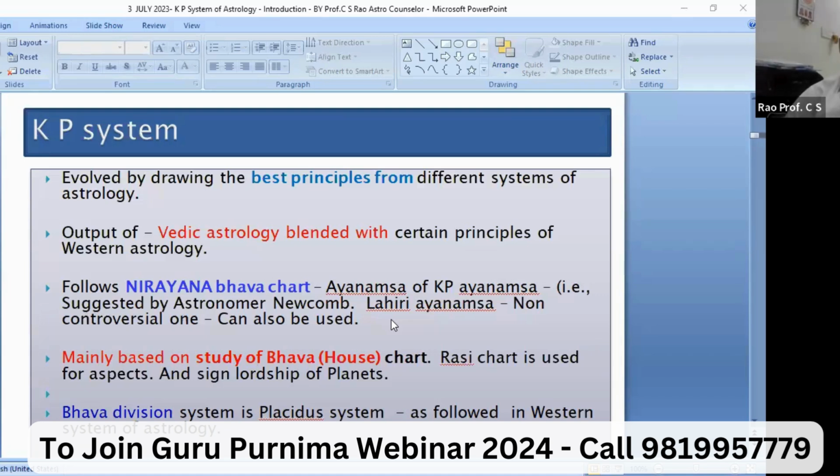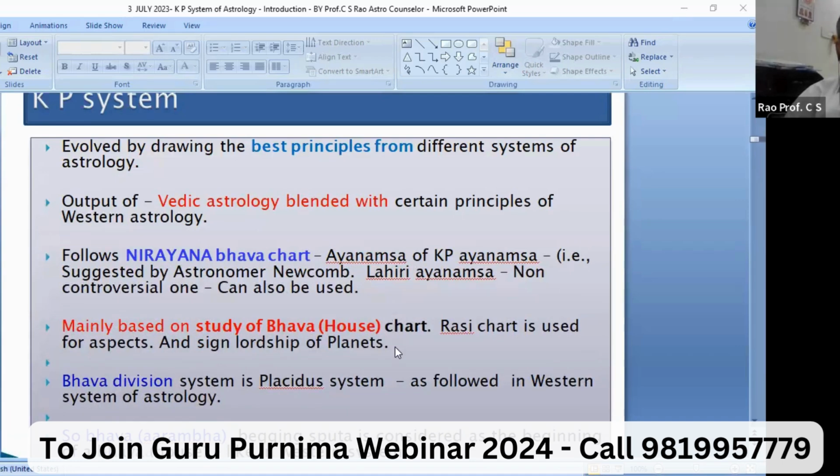So straight away you can use Lahiri ayanamsa in computer software, mainly based on the study of the Bhava house chart. Here, the KP system is based on the Bhava divisional chart. Why do I say Rashi chart? The old discussion is what to use, Rashi chart or Bhava chart. Where to use which is a general discussion every astrologer gets. Why should there be a Bhava chart when there is already a Rashi chart and Navamsa chart? What is the purpose of the Bhava chart? Rashi versus Bhava is a regular debate point for beginners.